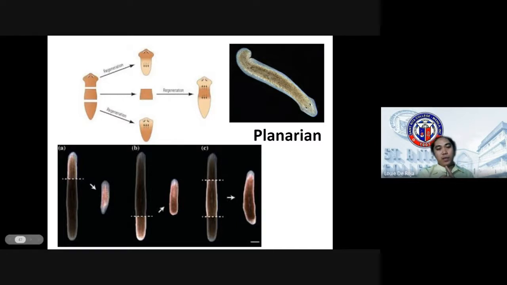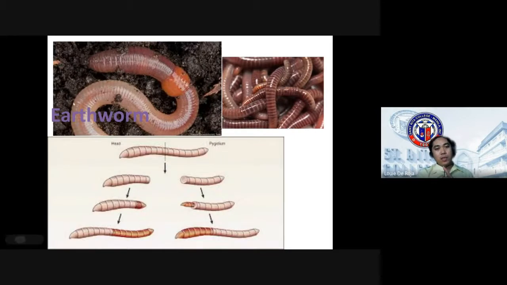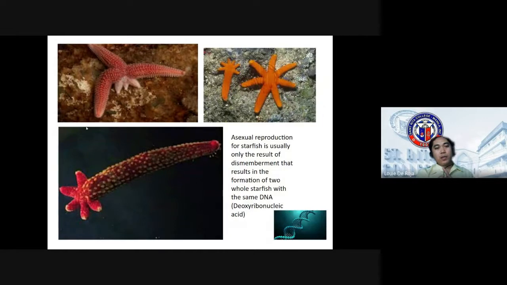So ganito kabilis ang reproduction ng mga ganitong organism. For example, planarian. This is a microscopic organism. Next is earthworm. Ganon din yung earthworm. Kapag pinutol mo or ginupit mo, magre-regenerate lang yung naputol na parts at susubayan siya parehas. Bali magiging dalawang organism na siya. And as well as starfish, diba? Ganun din. Kapag naputol yung isa, mag-grow lang at nagre-regenerate lang siya.